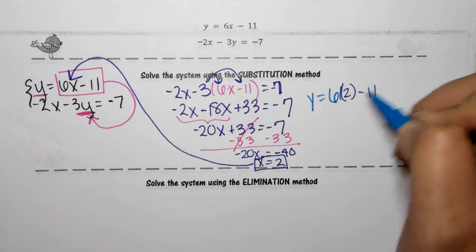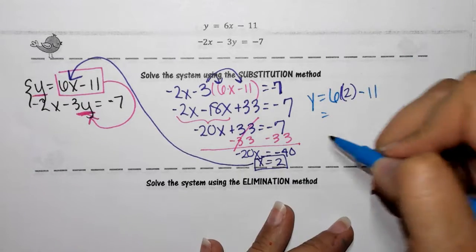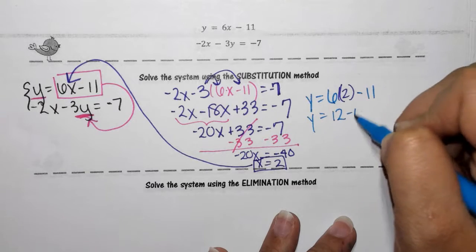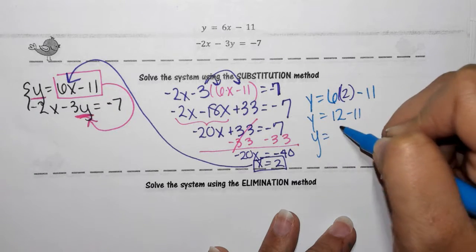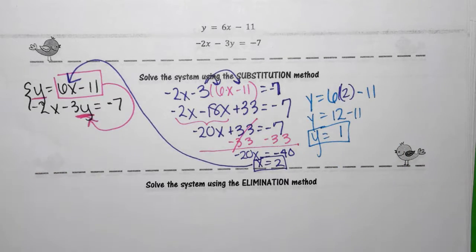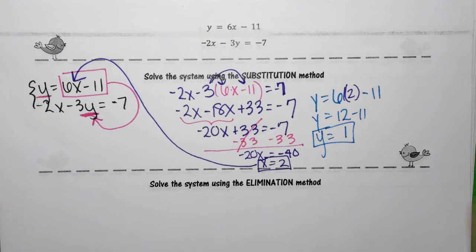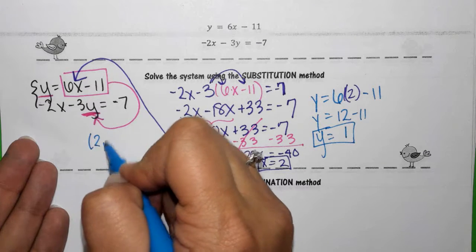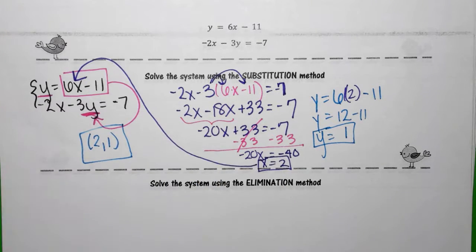Good. Alright, what's 6 times 2? And what's 12 minus 11? 1. So what's our answer, y'all? 2. It's not over anything because we're not a cow. 2 comma 1. Boom. Is there a specific way to say that? Your ordered pair is 2, 1. Yeah, that's all you do.